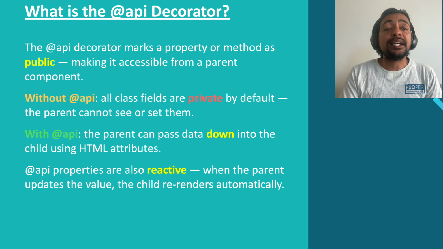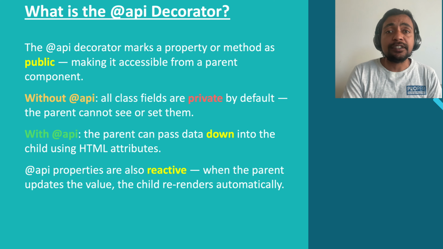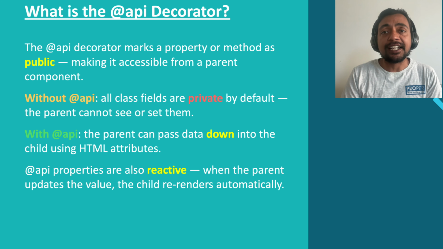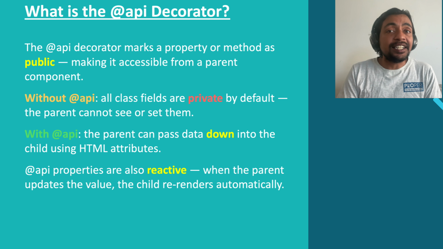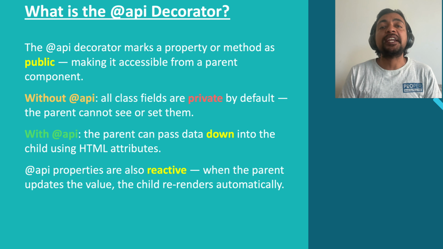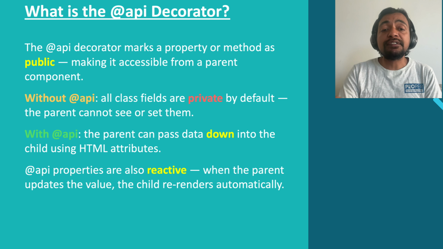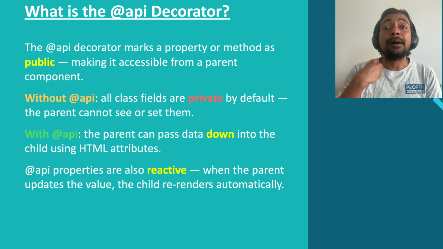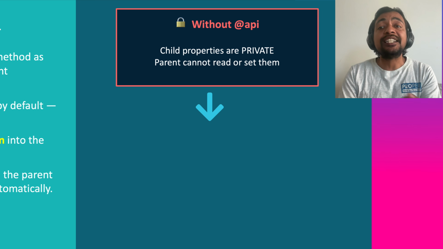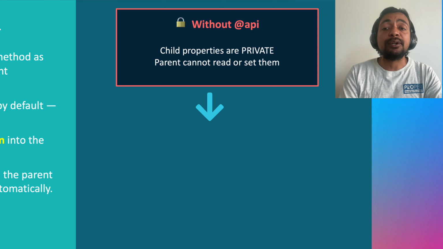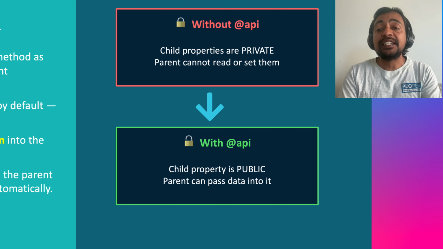Now, @api properties are also reactive. So just like @track properties are reactive, @api properties are also reactive. The only thing is @api will also make it public. Because of that, when the parent component updates the value, the child automatically re-renders it. Without @api, child properties are private and the parent cannot read or set them. But with @api, the child property is public and the parent can pass data into it.